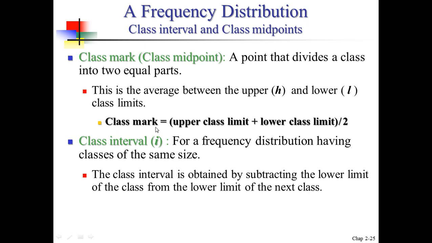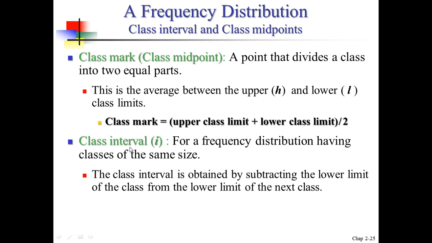Class midpoint 2 is H2 plus L2 divided by 2. So if you take the midpoint of a class, you need to take the limits of that class to calculate. If you take the class midpoint or class mark from a class, you need to take the upper limit of that class and the lower limit of that class. Don't take from the other class, otherwise your class mark will be wrong, or your class midpoint will be wrong.